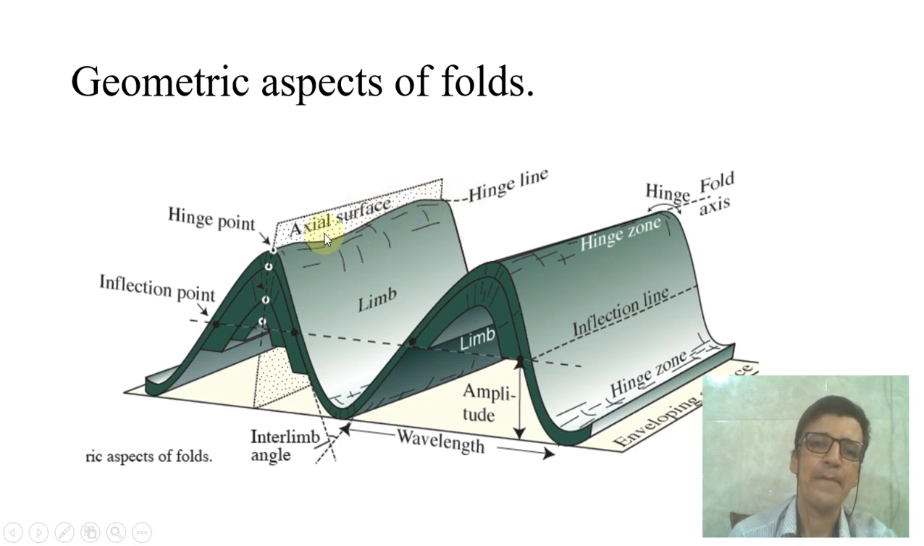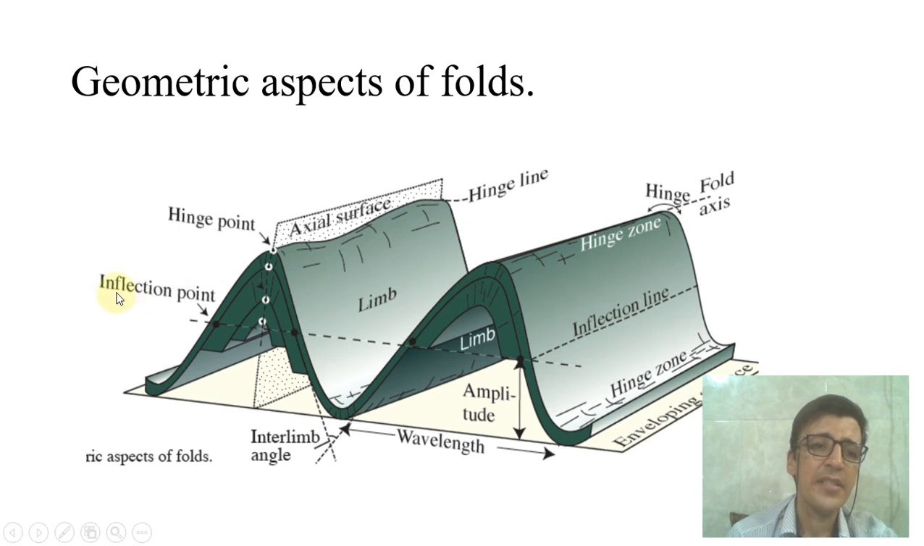With the hinge line, we have an axial surface. This is an axial surface for folds, and with the contact of the axial surface with any layer, we have a hinge point. Hinge point, axial surface, and hinge line. Okay. This is a definition of the special vocabulary used in any folds.